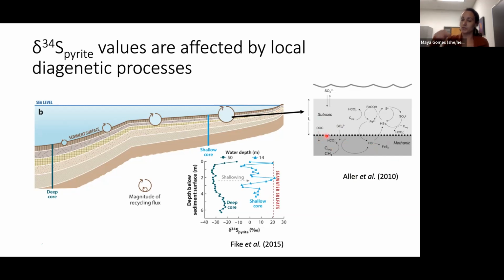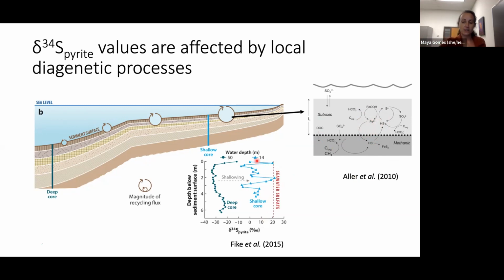Aller et al., this is a really great study where they're looking at these mobile mud belts where sediment reworking reoxidized pyrite, resulting in relatively high pyrite sulfur isotope values at the boundary between this reoxidized sediment and the underlying methanic sediment. So that can also play a role in the fact that these sulfur isotope compositions of shallow systems are relatively higher, but also more variable.